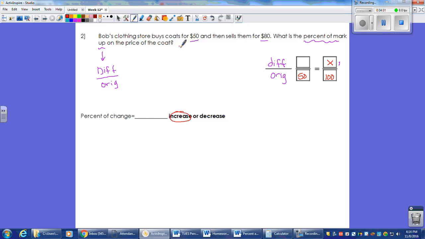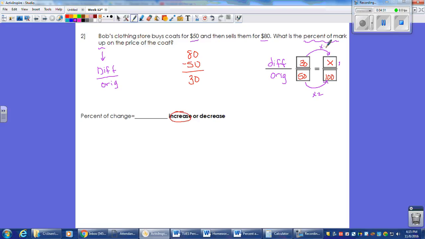So I need to find the difference between the 80 and the 50. So I'm going to say 80 minus the 50, and I get 30. So they're charging $30 more than it's worth for them to buy. So they're making a $30 profit on each coat. Now we could cross multiply and divide, or we could say, hey, how did I get from 50 to 100? I multiplied by 2, and whatever I do to the bottom, I am going to do to the top.